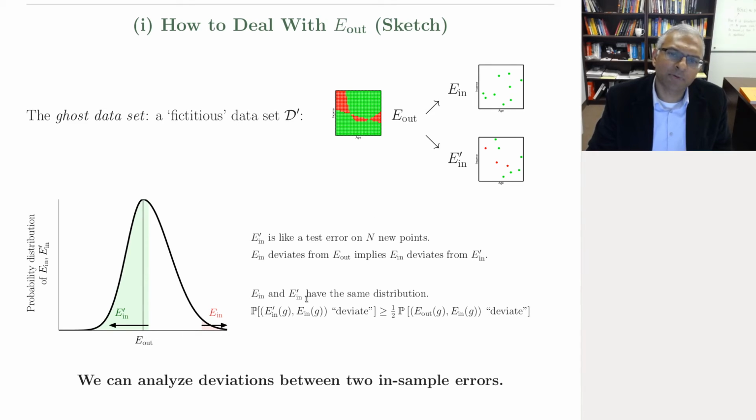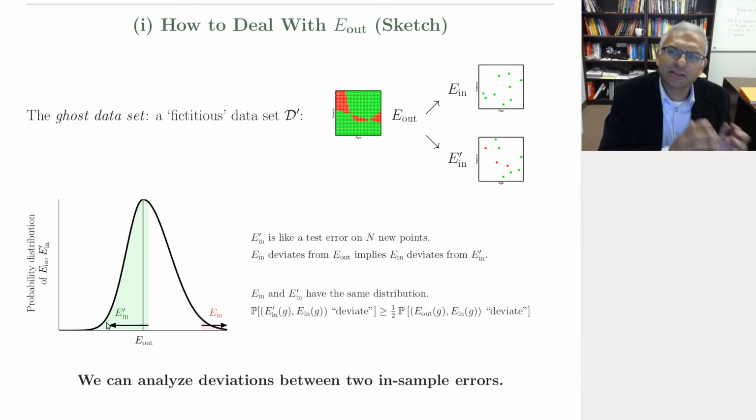Now let's look at what's happening with E in prime. E in prime is just another data set, like a test data set in some sense. When you evaluate g on E in prime, it's going to oscillate around E out. In particular, roughly half of the time you're going to see an E in prime that's less than E out. So in some sense, the probability that E in is deviating from E out by epsilon is approximately a half the probability that E in deviates from E in prime. Okay, and so there's the link.